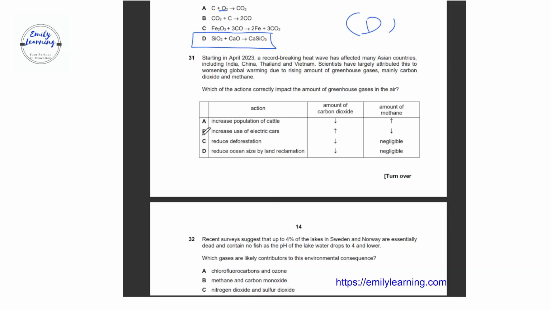Reduce deforestation. When there's less deforestation, that means you have more trees, you will decrease the amount of carbon dioxide, but the trees do not affect the amount of methane, so it's negligible. So C is correct. D, reduce ocean size by land reclamation. Land reclamation typically will produce a lot of carbon dioxide, so the amount of carbon dioxide should increase, so D is wrong. So the answer is C.